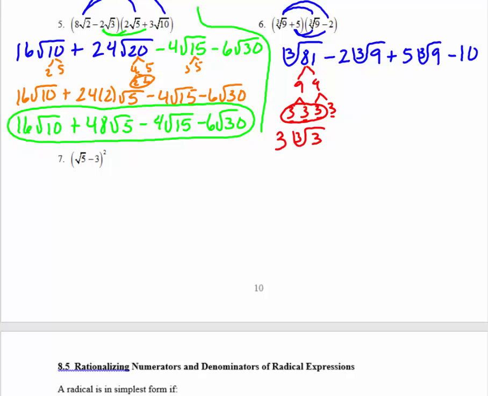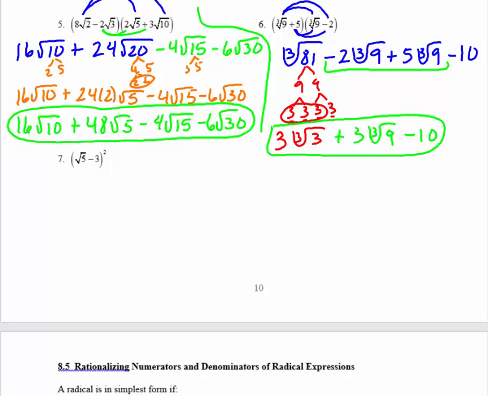Looking at the middle terms, we do have like terms there. So negative 2 cubed root of 9 plus a 5 cubed root of 9 turns out to be a 3 cubed root of 9. Adding or subtracting just the numbers in front, leaving the radical unchanged. And we still have a minus 10. So now we look to see if there's any other like radicals. No like radicals, so that's our final answer. 3 times the cubed root of 3 plus 3 times the cubed root of 9 minus 10.